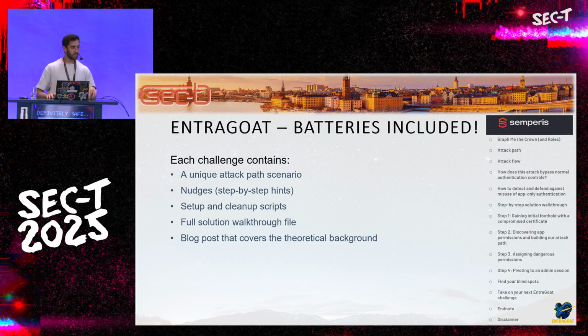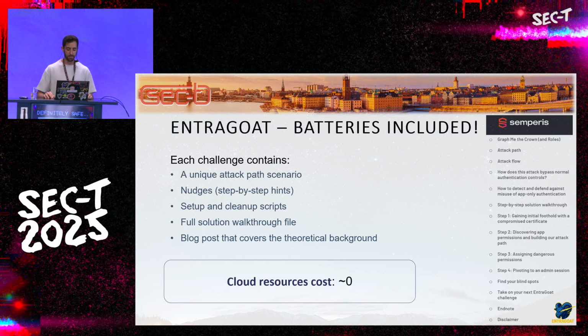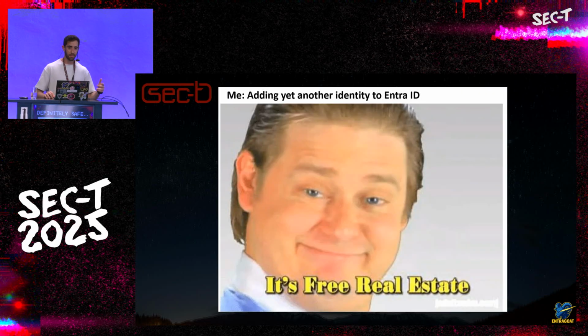And another very popular question that we get when presenting EntraGoat is, how much does it cost? Because I have to spawn some resources in the cloud, right? So the answer is very simple. It costs nothing, because Microsoft charges you on resources, not on identities. So whenever you spawn even thousands of identities in the cloud, it costs you around nothing. And believe me, when testing the EntraGoat tool, I ran, I think, thousands of times all the scenarios. It cost me nothing.